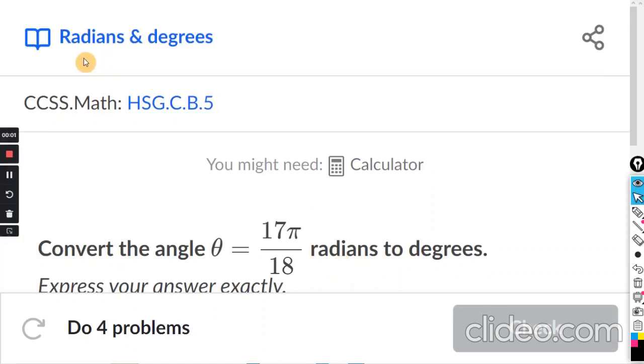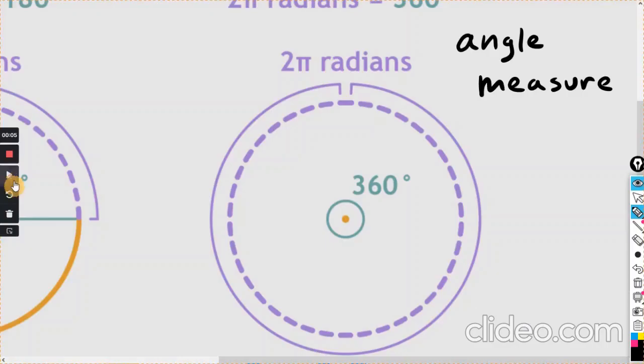This will be for the con exercise, radians and degrees. So most of you already know the angular measurement of one revolution around the circle is 360 degrees. Okay, but in terms of radians, which is another angular measurement, that equals 2 pi radians.